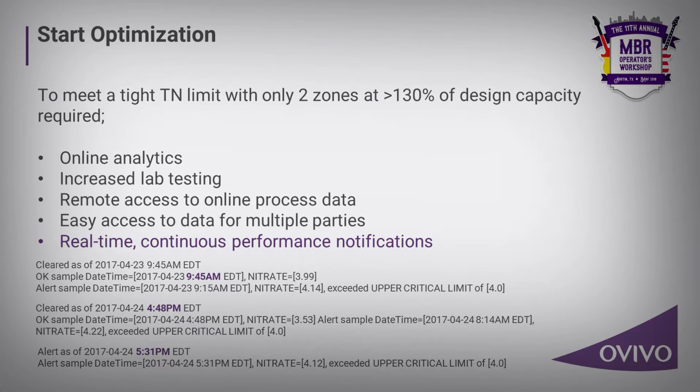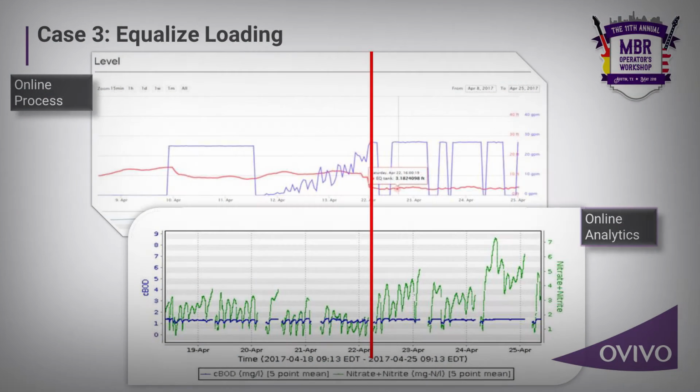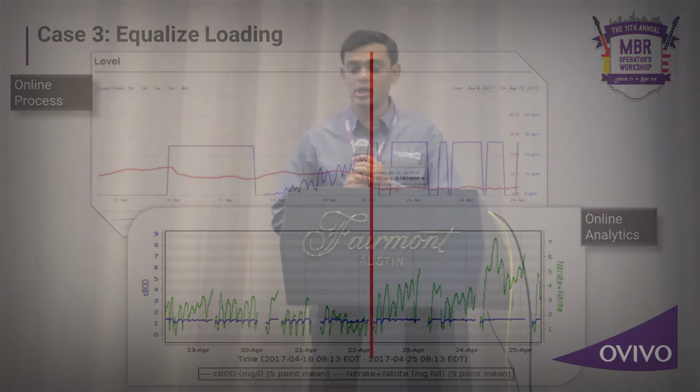So to meet a tight TN limit with only a 2-zone system at more than 130% of flow capacity required online analytics, increased lab testing, remote access to the process data, easy access to data for multiple parties, and real-time continuous performance notification. So we take actions based on the notifications, and we used multiple platforms to do this. Here you can see the top chart is from CRM software, which OVO uses, and the bottom one is a chart from the ZAPS unit, which monitors the online analytical data like BOD, TKN, nitrate, nitrite.